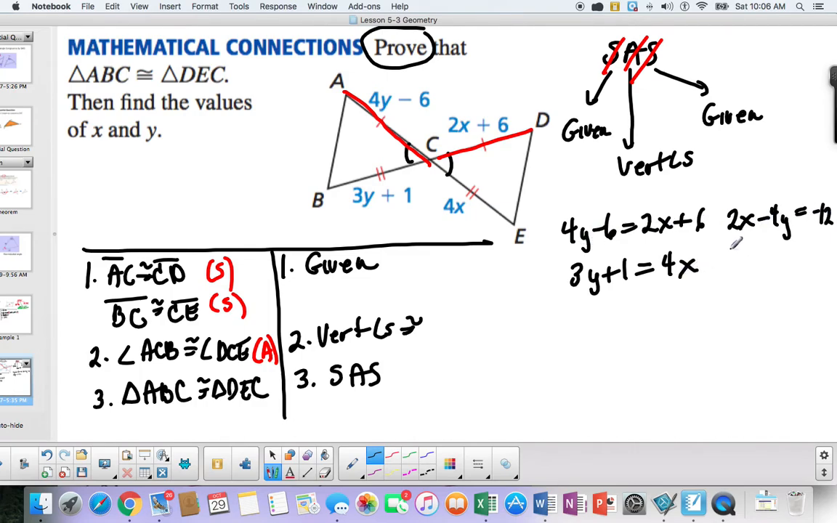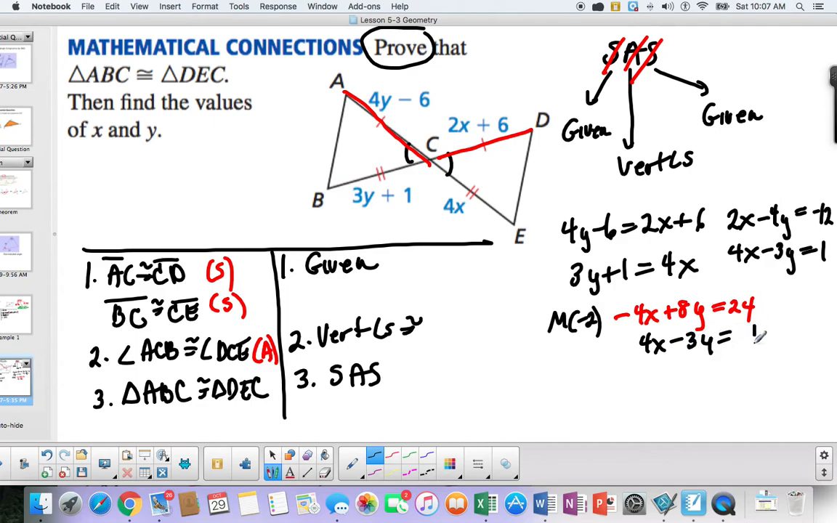Now over here I'm going to have 4x, and I'm going to bring the y over to this other side, so that's 3y is equal to 1. So now all my x's and my y's are lined up. I want to be able to multiply the top by negative 2. When I multiply the top by negative 2, I'm going to get negative 4x plus 8y equals 24. And then I'm going to have a 4x minus 3y is equal to 1.